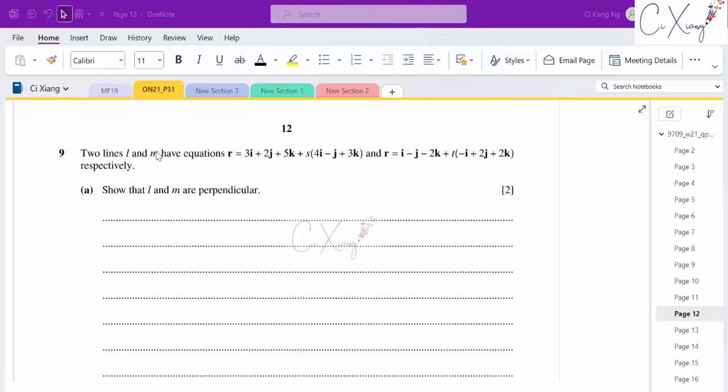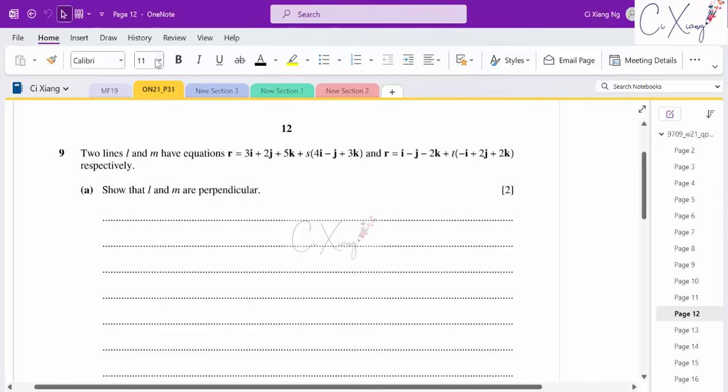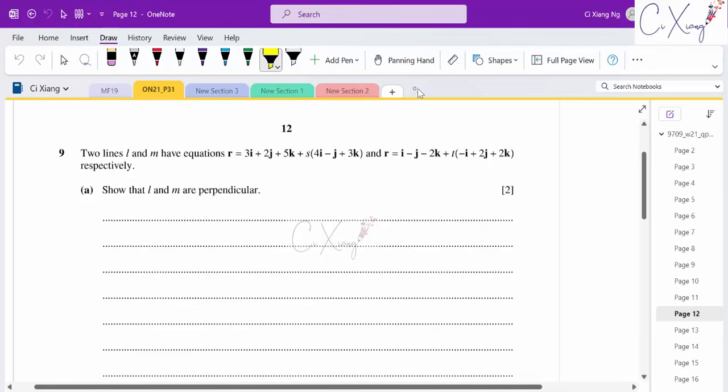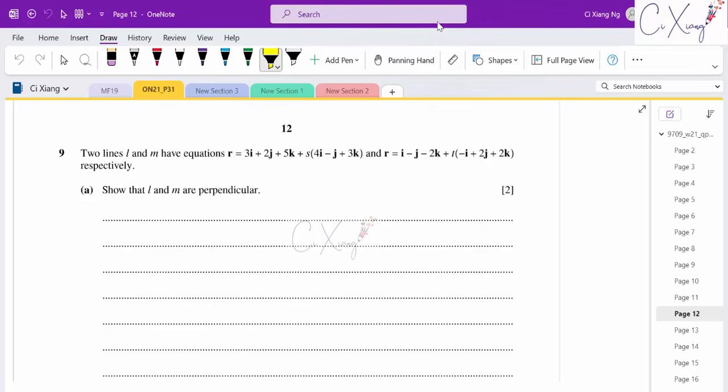Okay, so let's discuss question number 9. We are given two lines, M and L. Then these are the vector equations given. They want us to show that L and M are perpendicular. To prove that the lines are perpendicular, basically you need to show that when we take the dot product of the directions of the lines, it should be equal to 0.